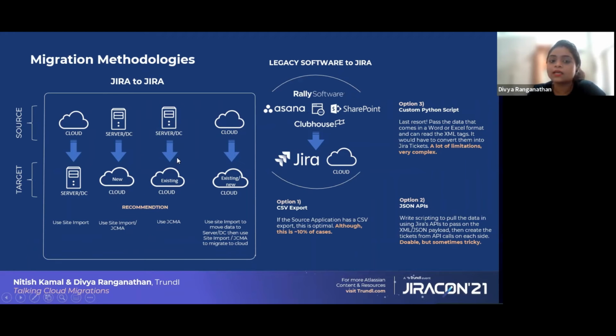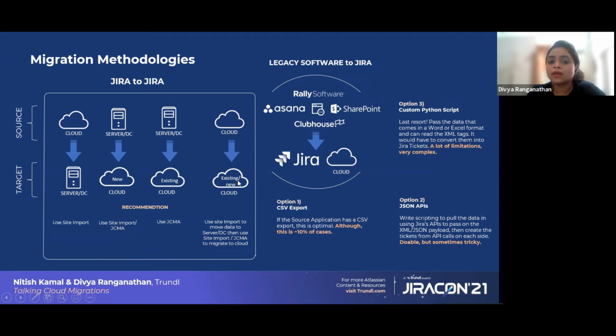Now the next case is migrating a server DC to an existing cloud instance. As I told you earlier, when you migrate data from any instance to a cloud instance that already has data through site import, the data will be overwritten. So it is always recommended to use the JCMA tool. JCMA is a free add-on that is developed by Atlassian. Using this add-on, you can migrate selected projects from your server DC to the cloud instance which has existing data, and that data will not be overwritten. The data which you are migrating will just be added to the cloud instance.